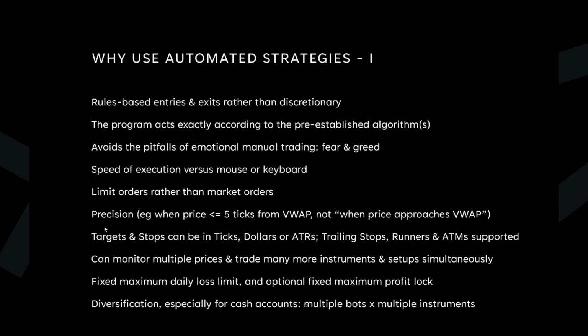You can put in limit orders rather than market orders, although, of course, in some cases you have to have more market orders for closing positions, etc. The precision can be very much tailored to mathematics. Targets and stops can be in ticks or dollars or average true range. You can easily add trailing stops, runners, and ATMs are supported. If you are a NinjaTrader user, you probably know about advanced trade management systems, ATMs, but we also support them.